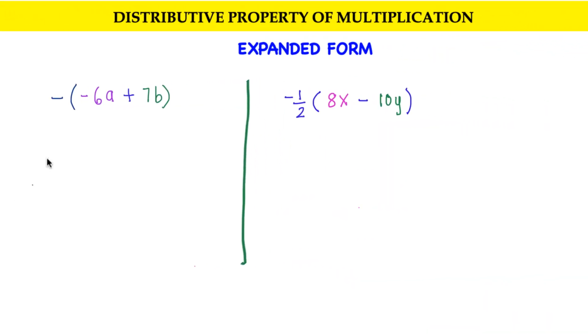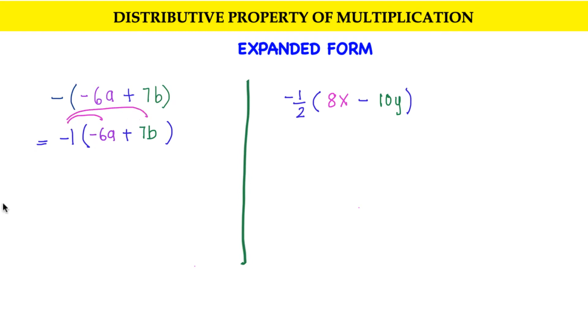What do we have here? We have negative of the expression -6a plus 7b. You'll notice that there is no number here in the factor outside. In this case, we can rewrite this as -1 times -6a plus 7b. And then we can distribute the -1 to each of the terms inside.